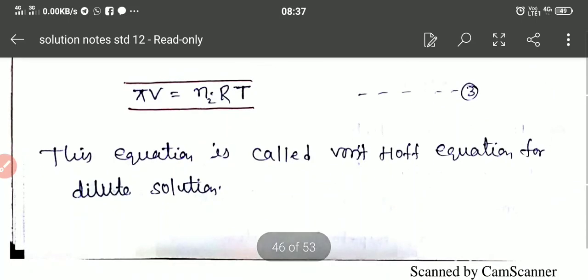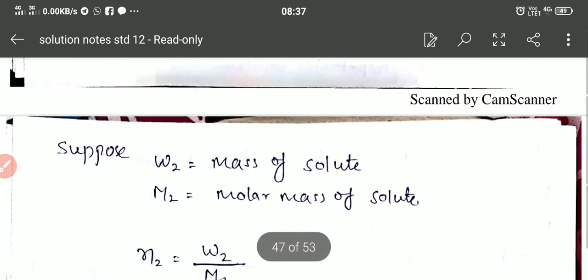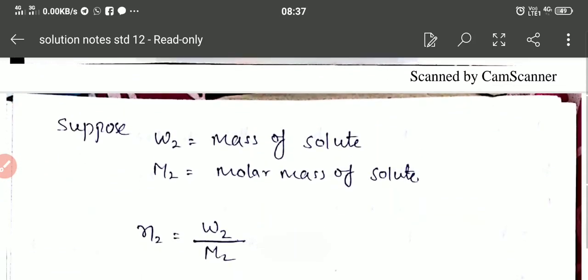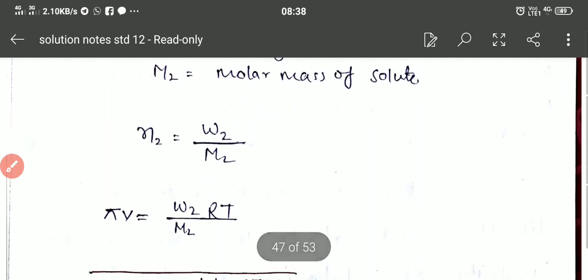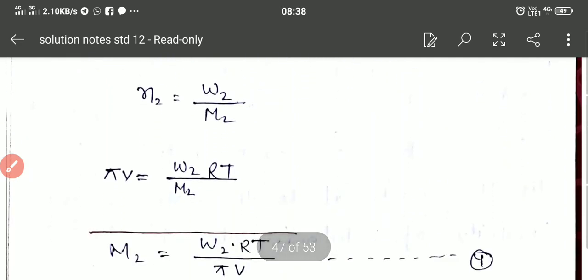Now this equation is known as the van't Hoff equation for dilute solution. Suppose W2 is the mass of solute and M2 is the molar mass of solute, then we know moles is equal to weight upon molecular weight. Put this value in the equation, we get pi V is equal to W2 RT upon M2. Here we put the value of moles, that is W2 upon M2.